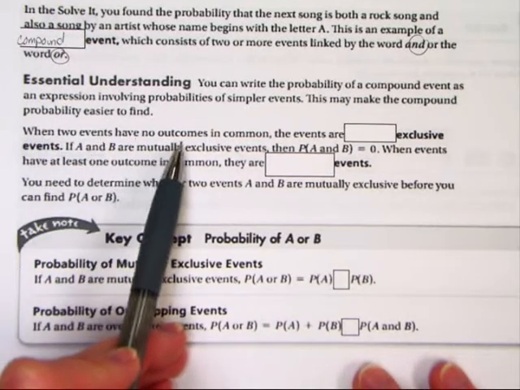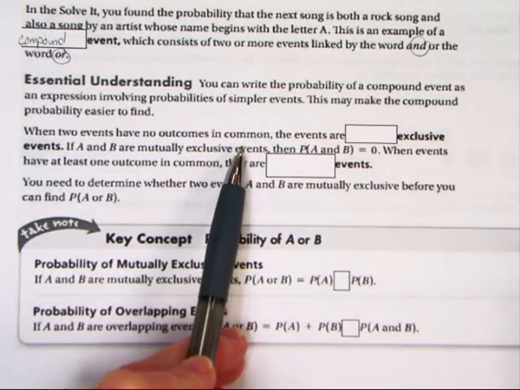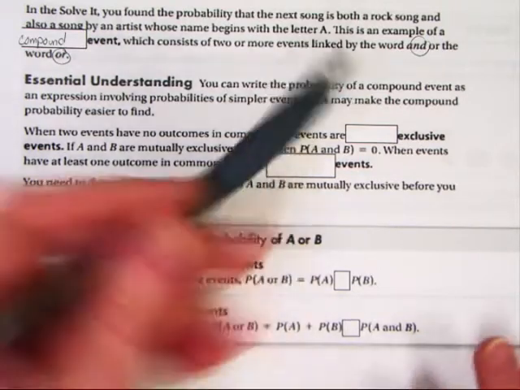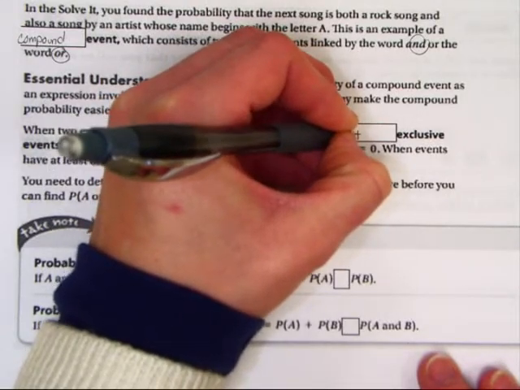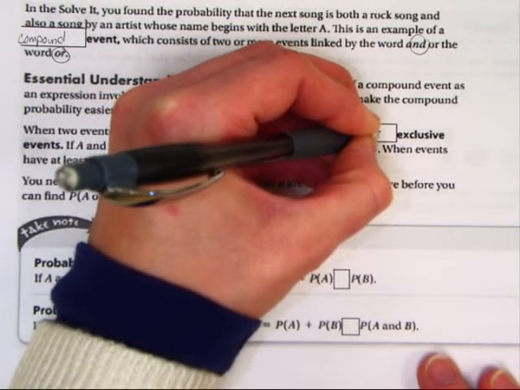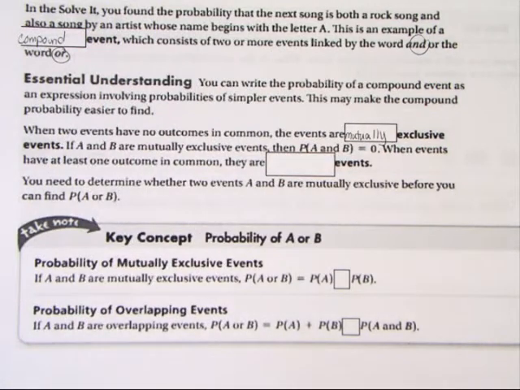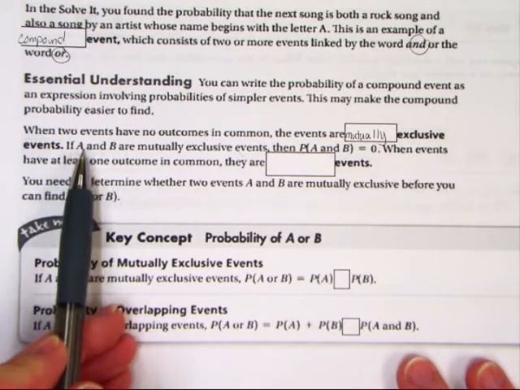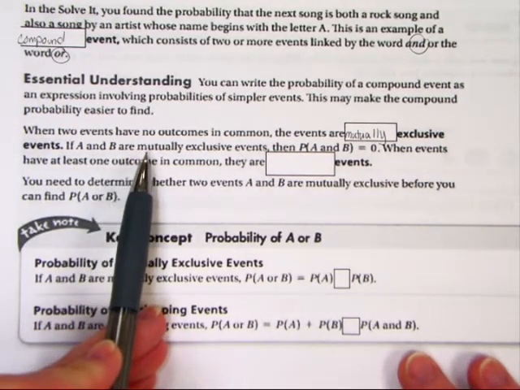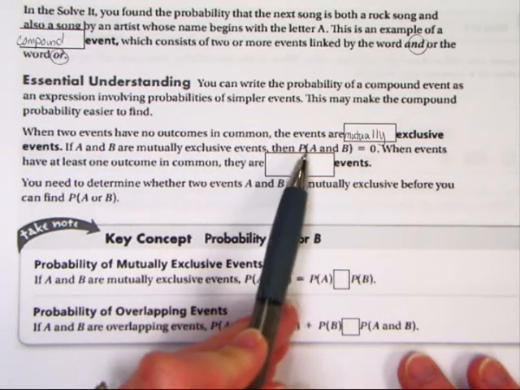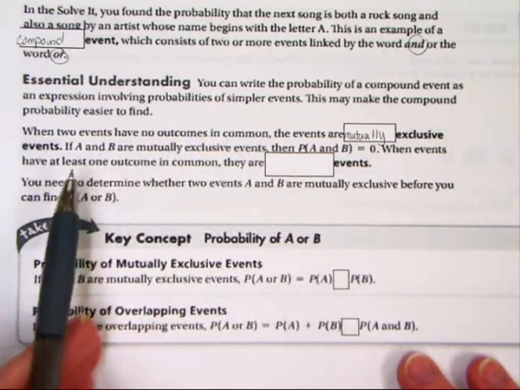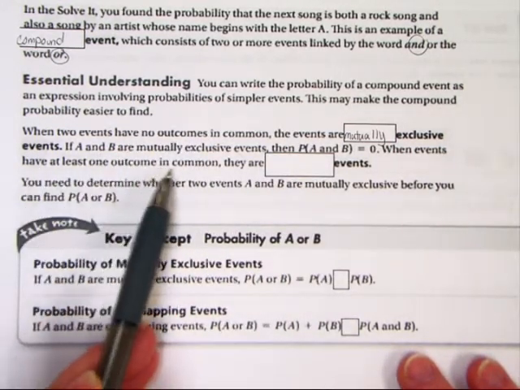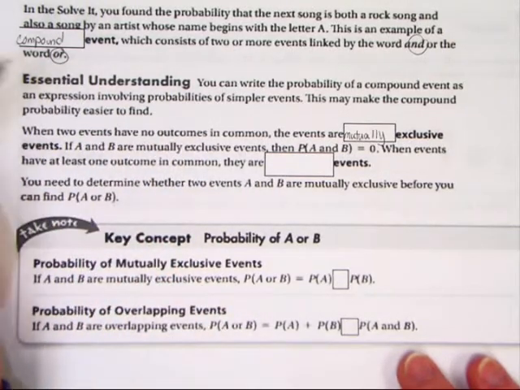When two events have no outcomes in common, so the outcomes have nothing to do with each other, the events are mutually exclusive. M-U-T-U-A-L-L-Y. Mutually exclusive when the two events have no outcomes in common. If A and B, describing events, are mutually exclusive events, then the probability of A and B is always 0 because you can't have them together. When the events have at least one outcome in common, they are overlapping events.